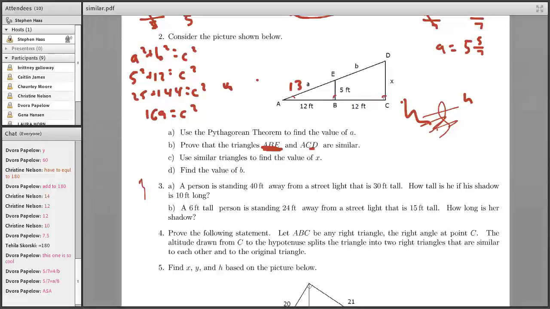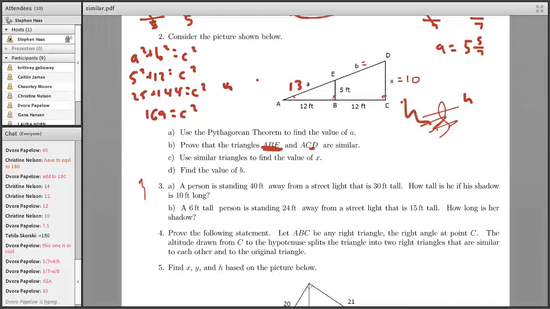So based on the fact that they're similar, what is x? What's the value of x? Well, what's the ratio between AB and AC? It's half, right? AB is half as long as AC because they're 12 and 12 altogether, which means the other sides also have to be in proportion, which means BE has to be half as long as CD, and BE is 5, so CD has to be 10. So what's B?